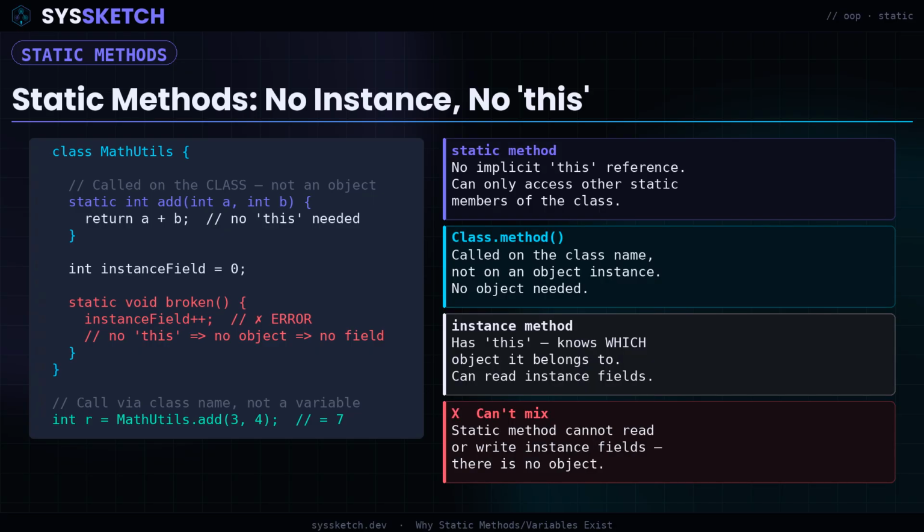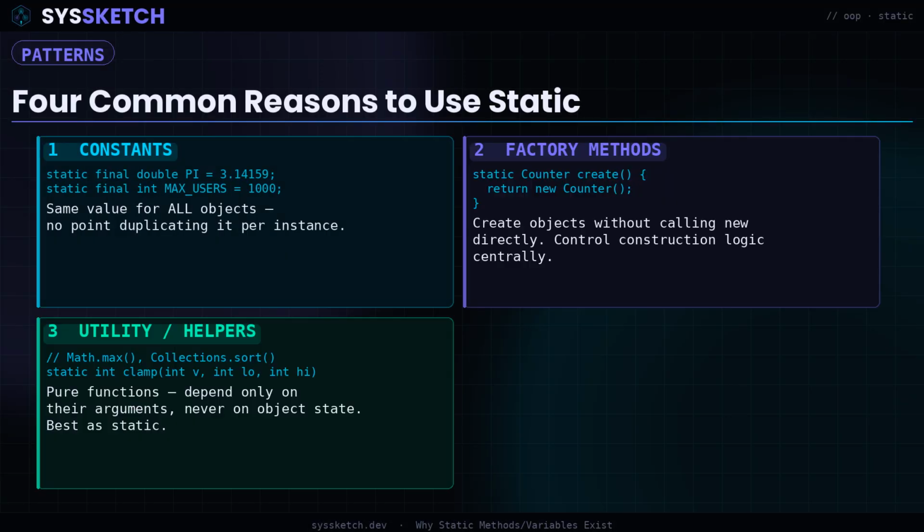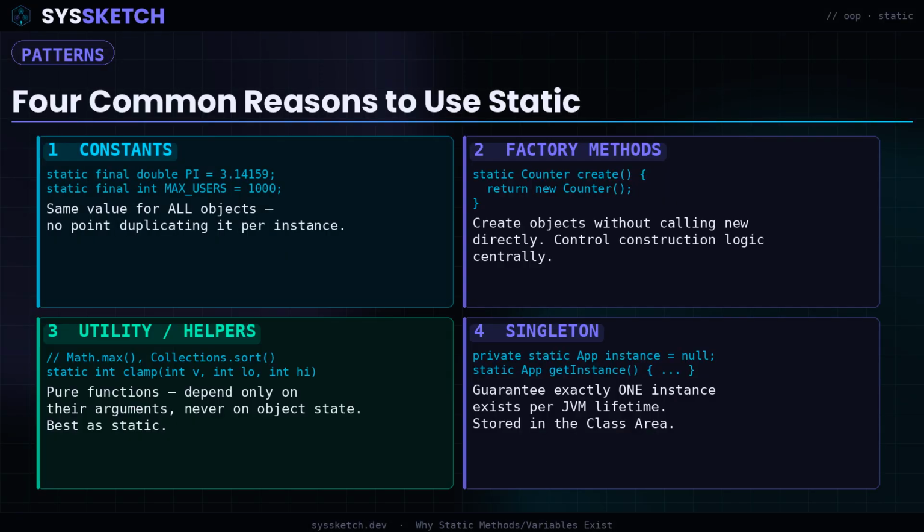Static methods follow the same ownership rule. A regular method receives an invisible this reference, pointing to the specific object it was called on. A static method receives no this at all. That means it cannot read or write instance fields because there's no object to read them from. What it can do is operate on its arguments and on other static members. You call it through the class name, mathutils.add, not through a variable. This makes static methods ideal for pure utility functions that depend only on their inputs and carry no state of their own.